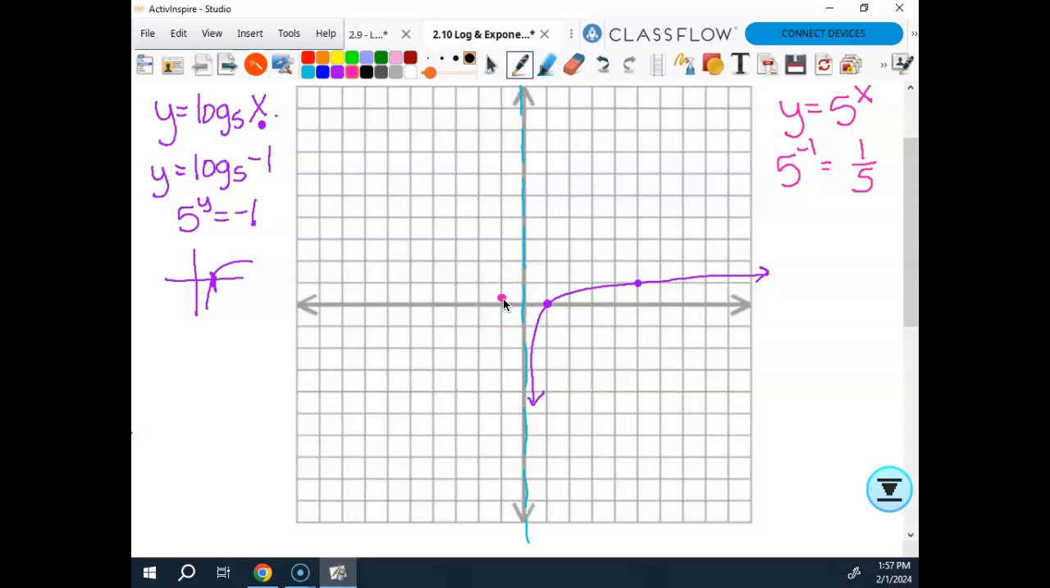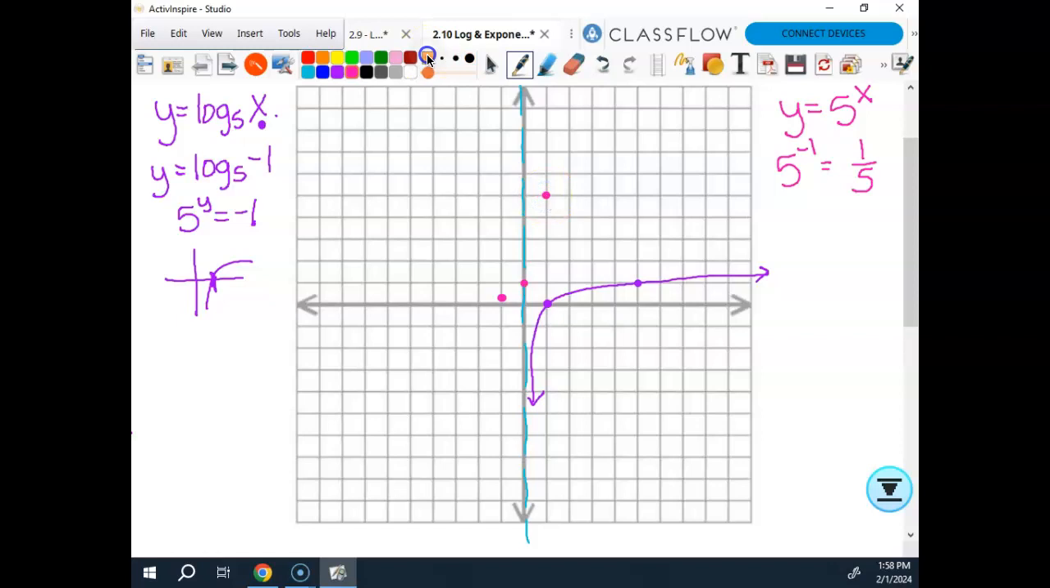Now what if I substitute in 1? I'm sorry, let me back up. What if I substitute in 0? What's 5 to the 0 power? 1. So at 0, I'm at 1. If I substitute in 1, what's 5 to the first power? What is 5 to the first power? 5. So when x is 1, I'm at 1, 2, 3, 4, 5.